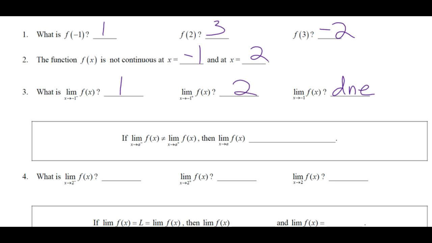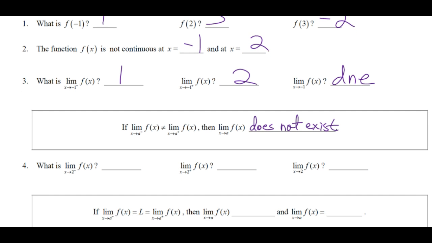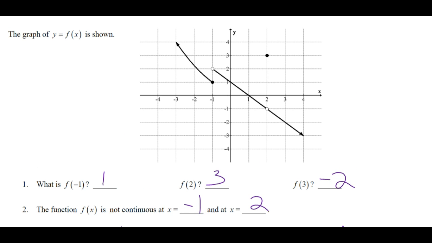So if the limit as x approaches a from below is not equal to the limit as x approaches a from above, then the limit as x approaches a does not exist. Well, they give us a pretty big blank here, so I suppose we can write out does not exist. Okay? So if the one-sided limits are different, then there is no limit at that point. There are one-sided limits. They do exist. But the limit itself does not.